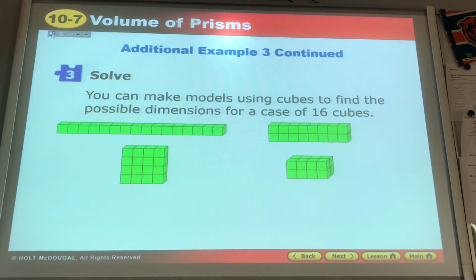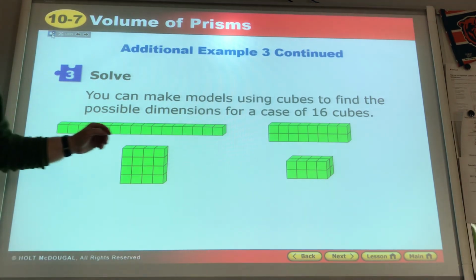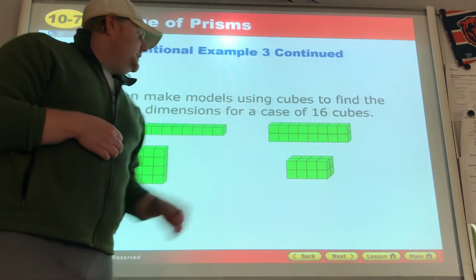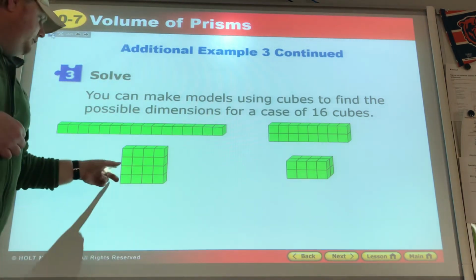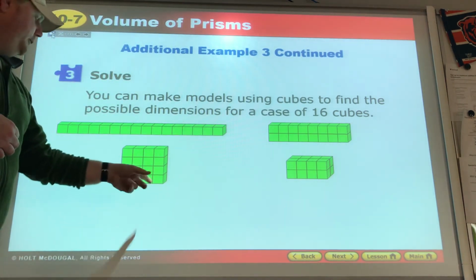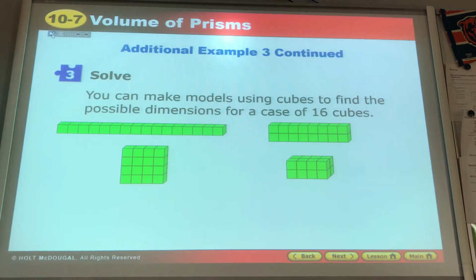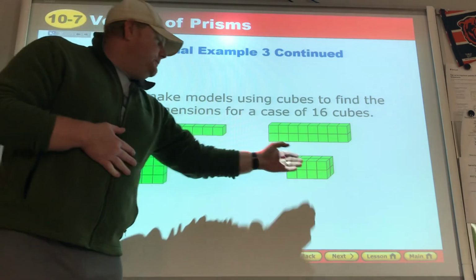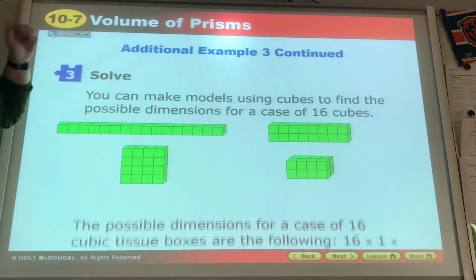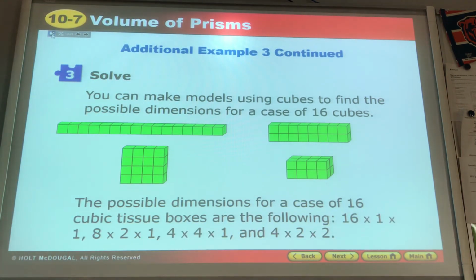All right. So, 16 cubes together, we could have a box that's like that. That might not pack so well. Or we could have 2 sets of 8 by 8 next to each other. Or I could have a block of 4 by 4. Or I could have a block of 2 by 2 by 4. I think that might ship the easiest, but let's see. These are all possible dimensions of a 16 cubic tissue box.